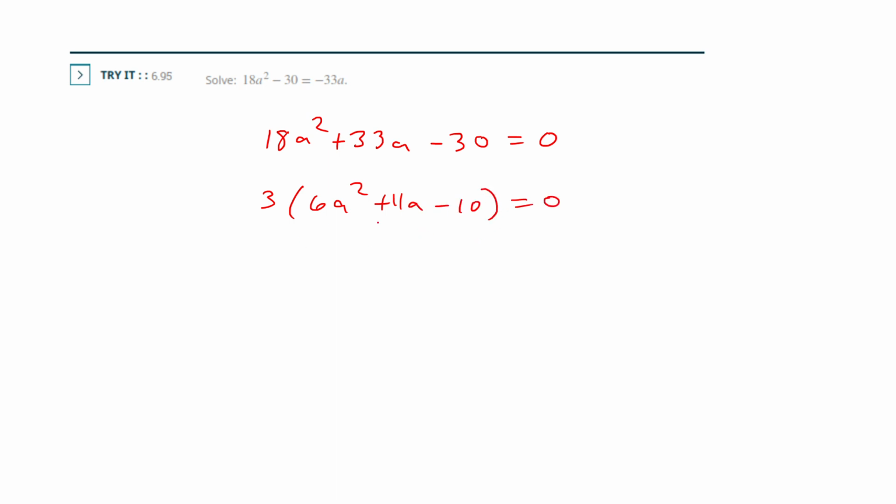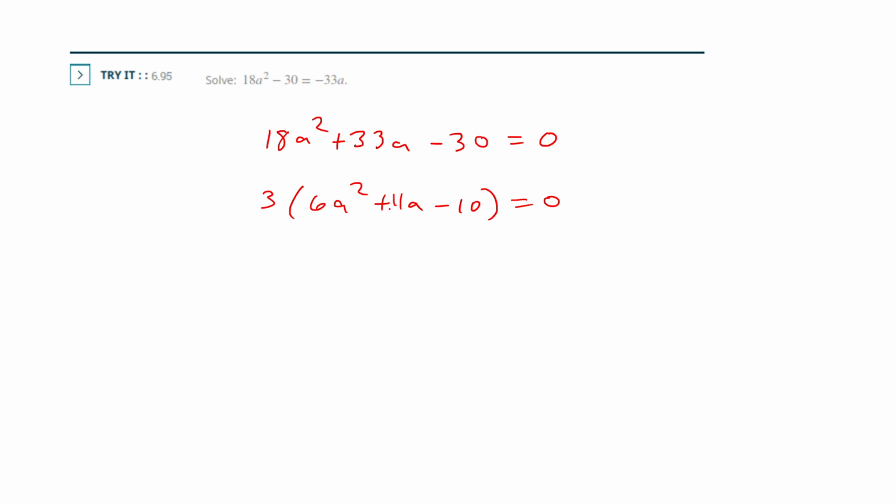Okay, try this one. We got to move that over from the right to the left. Okay, can I do any better than the number 3? I don't think so. So I'm pulling out a 3. Yeah. Okay, so sometimes you don't get the greatest common factor.